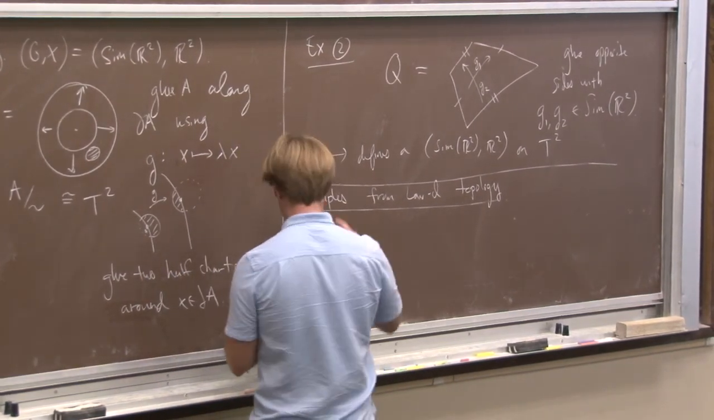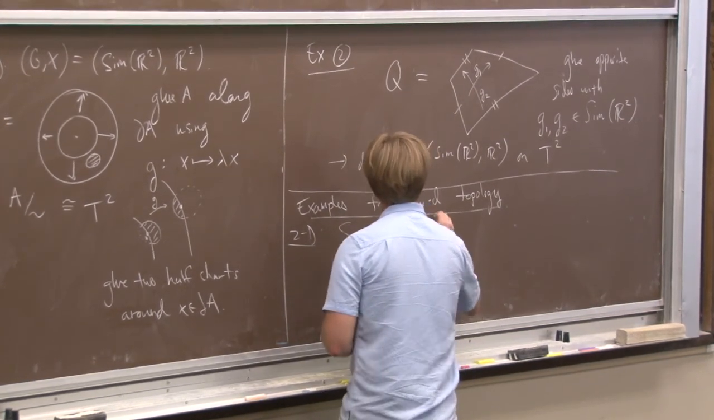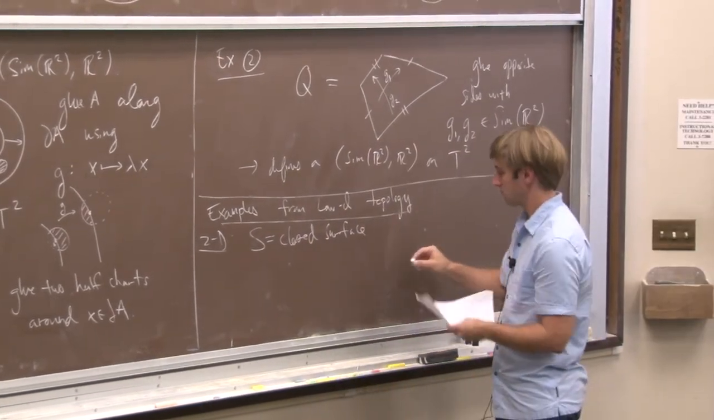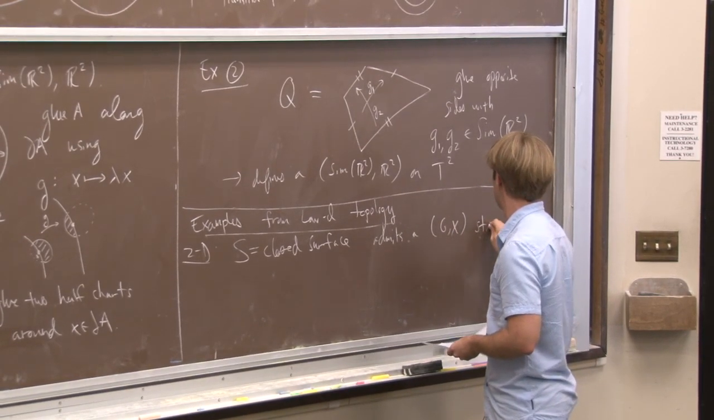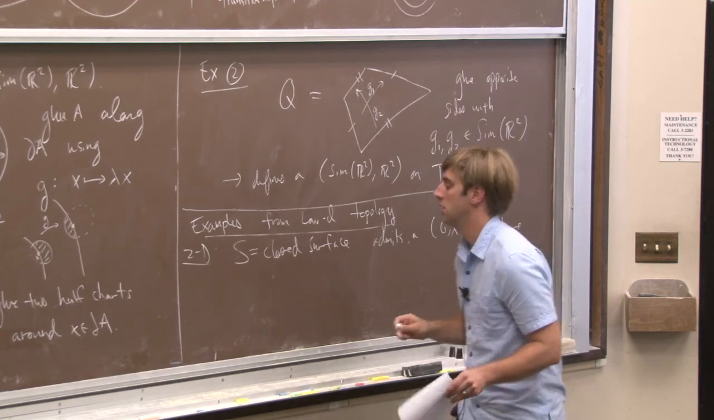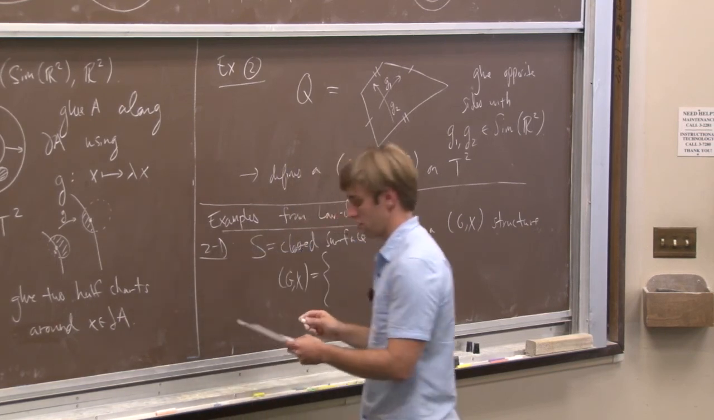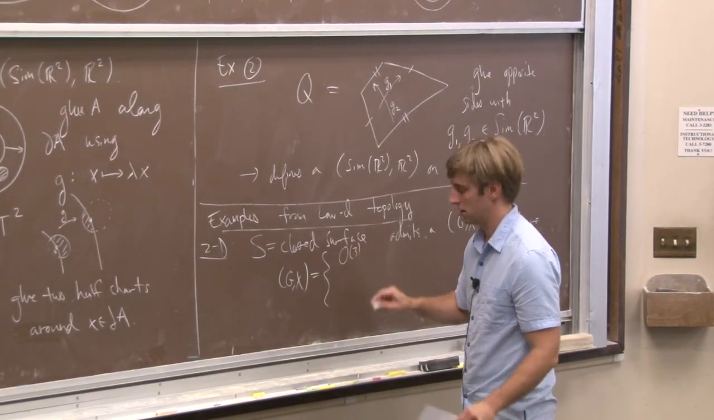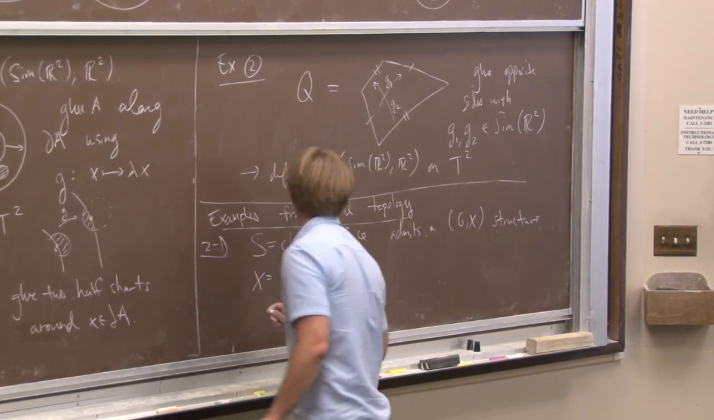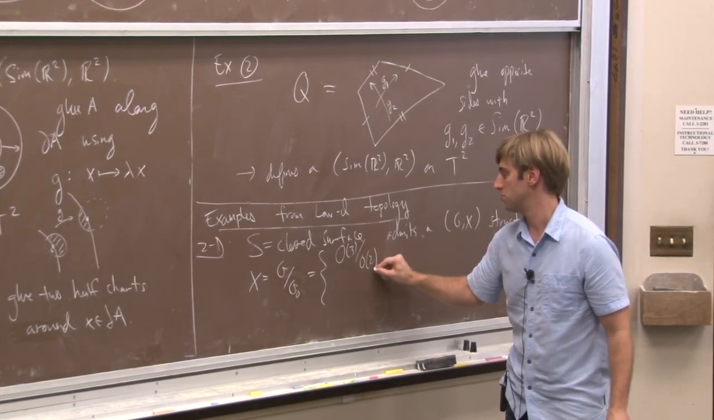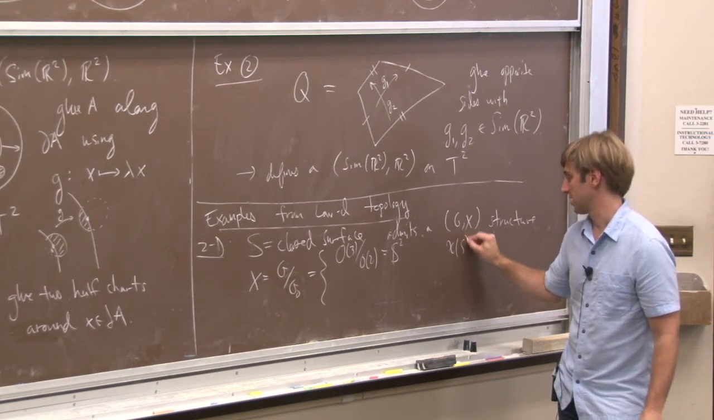So in 2D, I'm sure you're all familiar with the following fact. If S is a closed surface, then it admits a (G,X) structure where (G,X) is either, let me write it as a homogeneous space, X is G mod G_0, which is O(3) mod O(2). That's the sphere, if the Euler characteristic of the surface is positive.